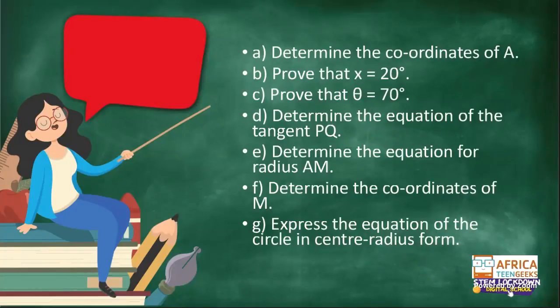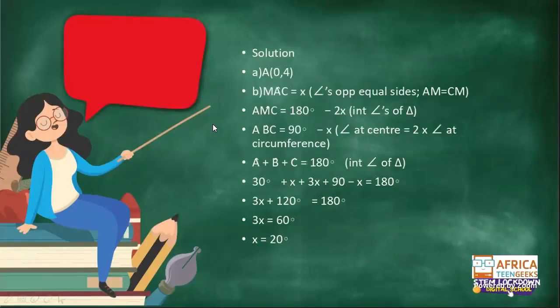Now, B was for you to prove that x is equal to 20 degrees. So you're going to see that the angle MAC here is x, which is opposite equal sides. Therefore, you write AM equal to CM. And then you'll see that the angle AMC will be 180 degrees because of the interior angle, and then the angle ABC, whereby at B is 90 degrees.